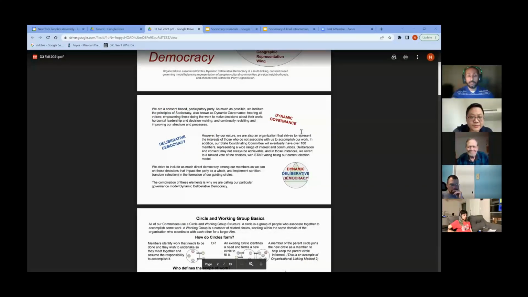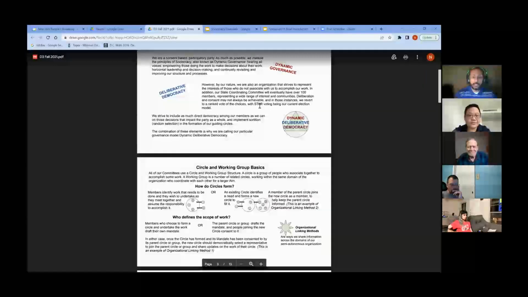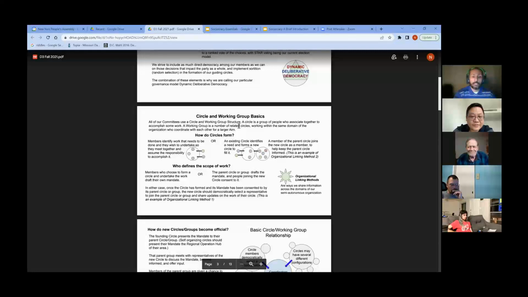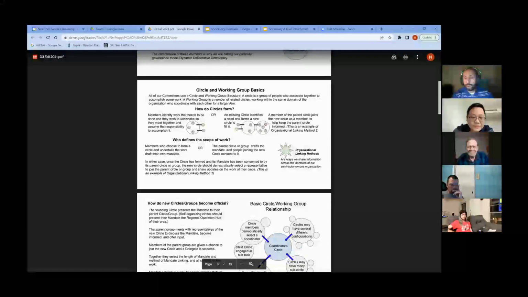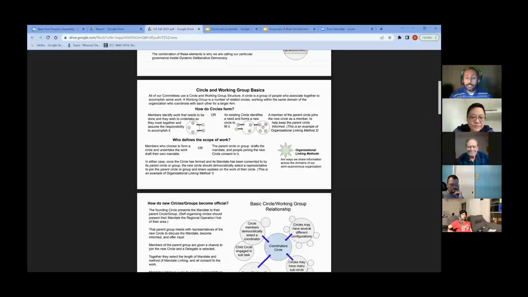They have circles. Circles are working groups, formed by identifying what needs to be done, what we should undertake, and meeting together to assume responsibility to accomplish it. Existing circles identify the need to form a new circle and fill it. One of the things that makes this unique is that instead of having just a central circle, they have a coordinator circle, where all the coordinators from the other delegate circles form a separate circle called the coordinator circle.